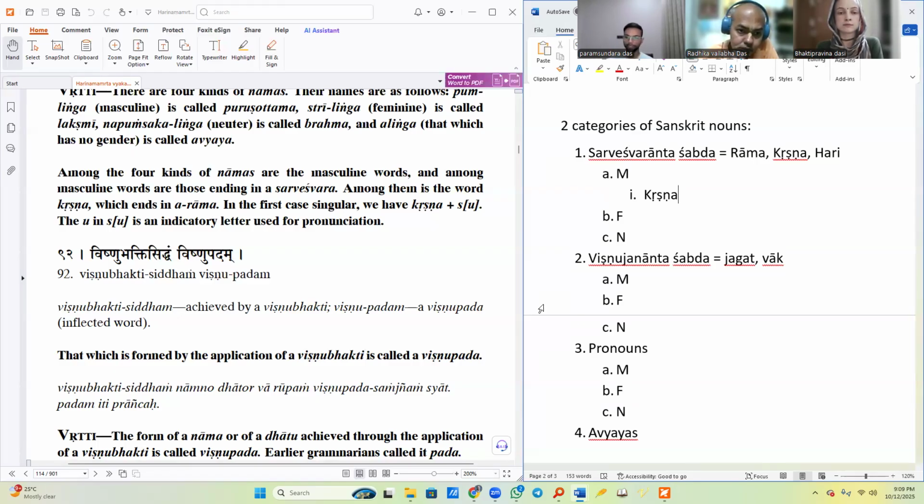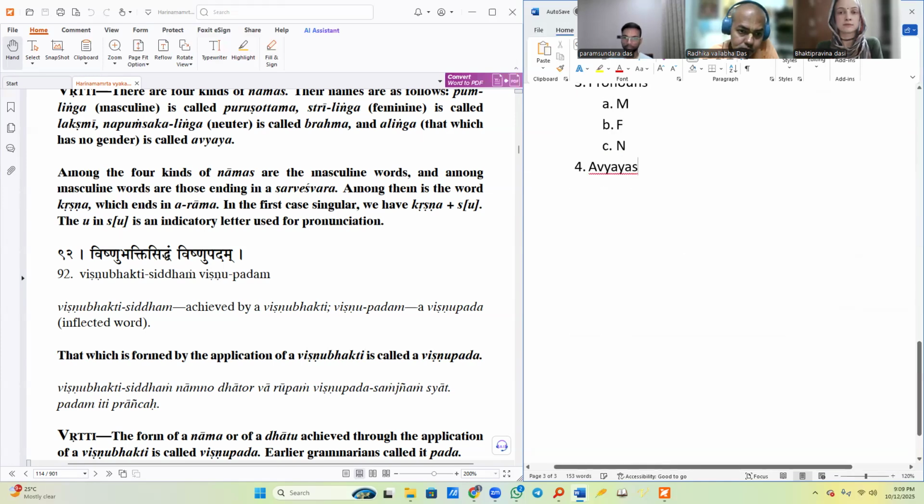Now he will make the table for Krishna, the different forms. Now 1.1: Krishna, and the first pratyaya is Su. Krishna plus Su. So we combine it. The U is removed. There is no usage.